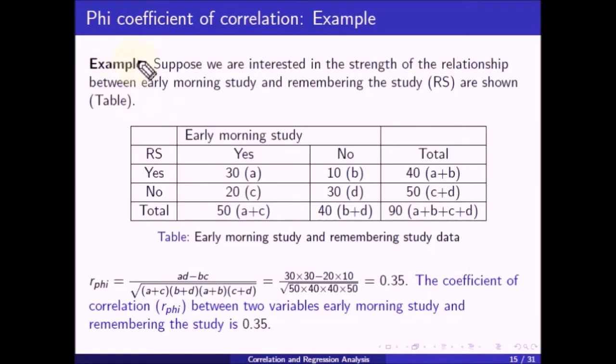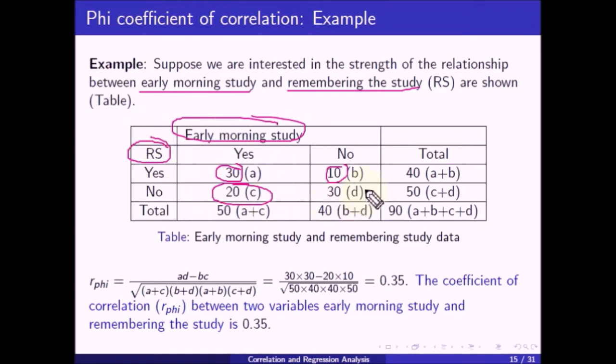Now we can see one simple example. Suppose we are interested in the strength of the relationship between early morning study and remembering the study. So, 30 students say yes when both are yes, 10 students say early morning study no but remembering yes, 20 students say early morning study yes but remembering the study no, and 30 students say early morning no and remembering the study is also no.